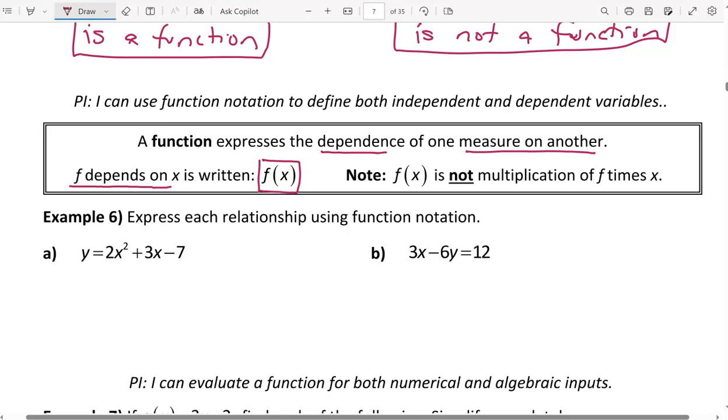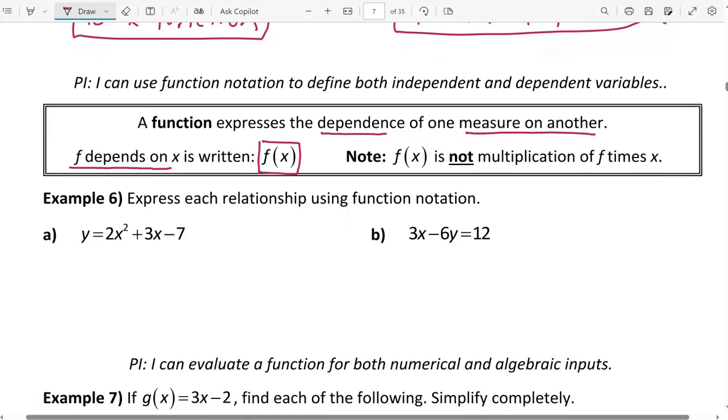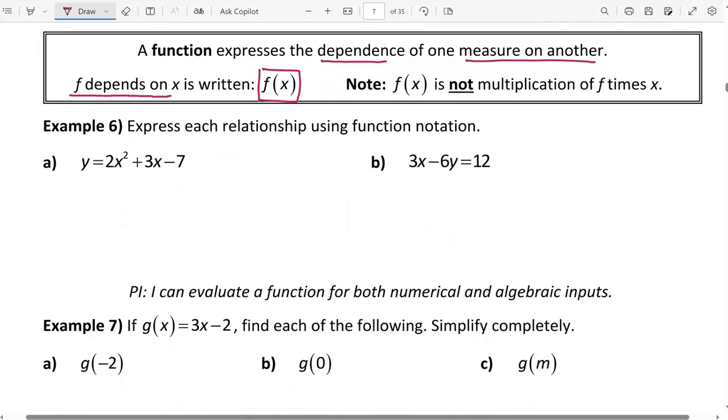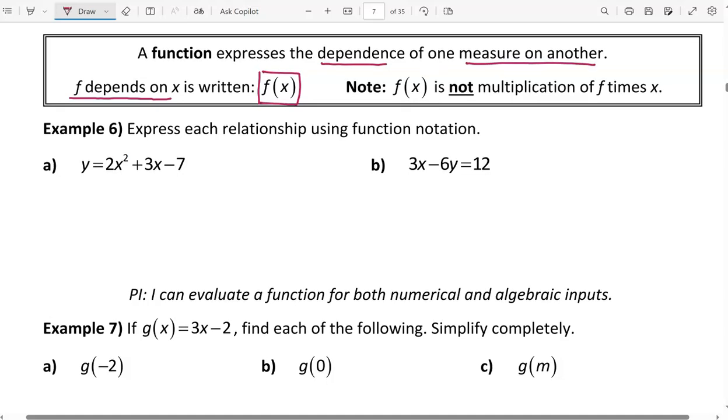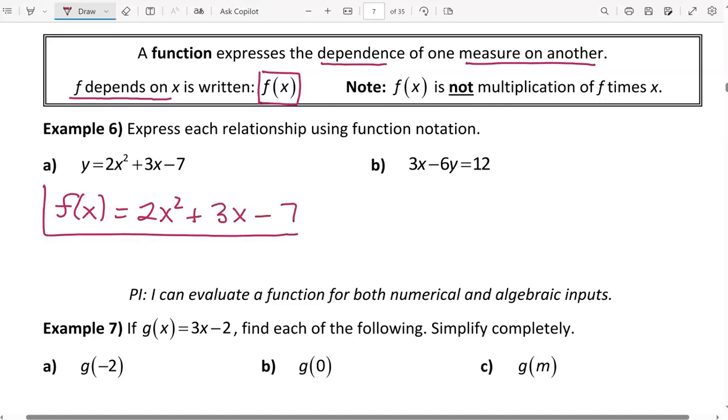Neither the parentheses, nor the fact that the f and the parentheses are sitting next to each other, implies multiplication. In context, we need to understand that this notation refers to a function and not multiplication. So if I have an equation y is equal to 2x squared plus 3x minus 7, we can write it in function notation by re-expressing it as f of x equals 2x squared plus 3x minus 7.